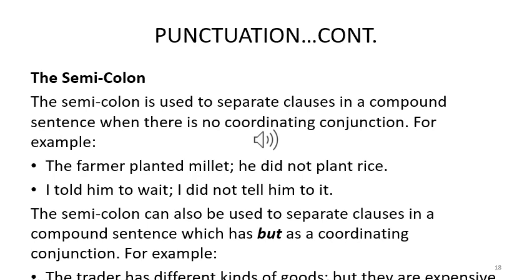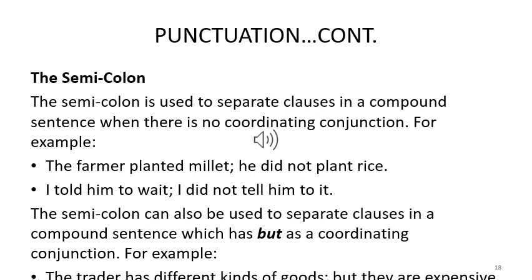Here's an example. The farmer planted millet. He did not plant rice. You can see that in this sentence there is no conjunction, there is no and or but or although or the usual coordinating conjunctions that you should find. So when you don't use them, you can use the semicolon instead.